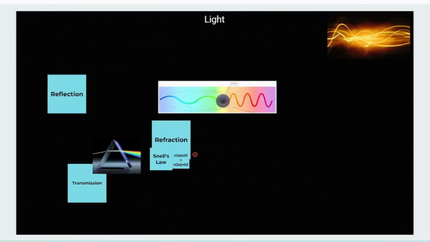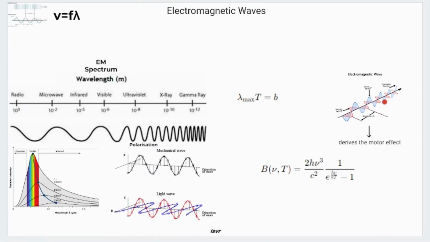Refraction is a very important phenomenon, and it is denoted by Snell's law, which states that n1 times sine theta 1 equals n2 times sine theta 2. The energy of an EM wave is quantized and is carried by particles called photons. The energy of a photon is given by E equals hf, where h is Planck's constant.